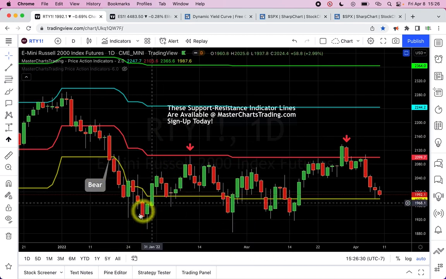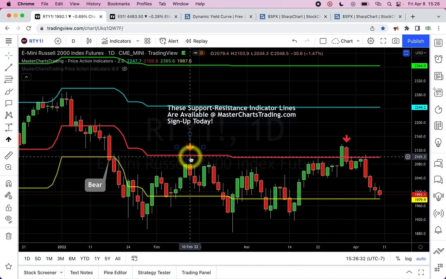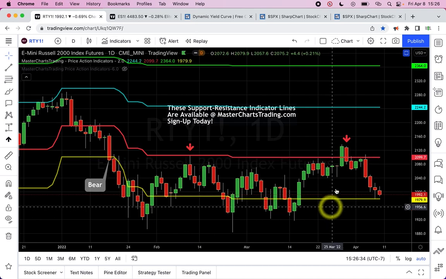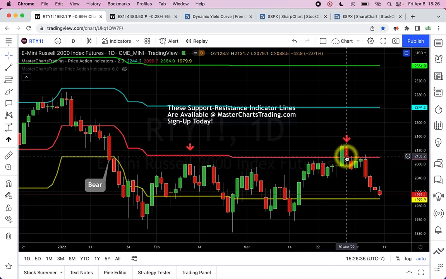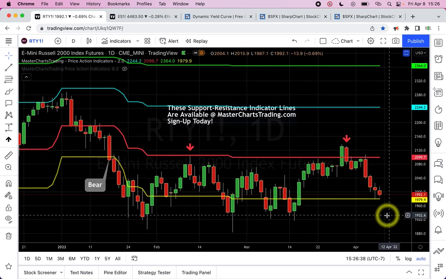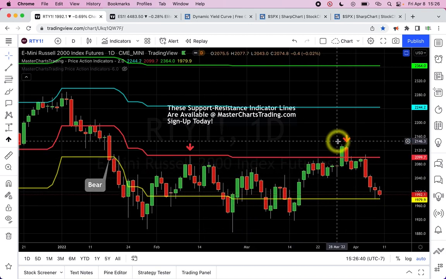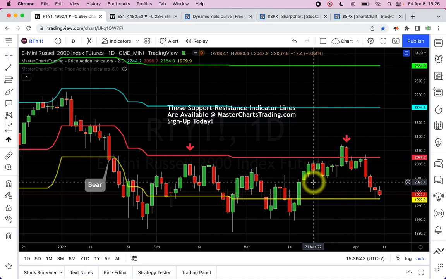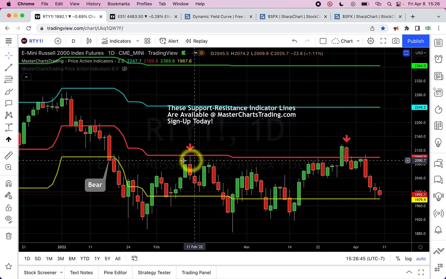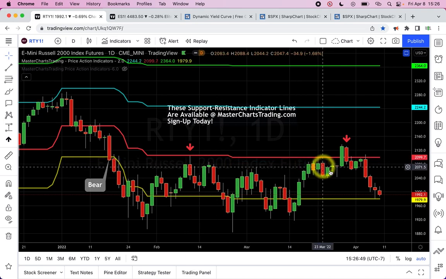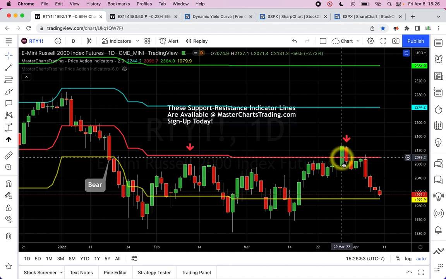And so actually we had two opportunities already, one on 10th of February and another one right there on the 30th of March. Both would have been successful. These were bearish setups to sell them short. And you can see how clear this was using my indicator lines. You don't have to guess, you don't have to think. You just look at the lines and say, okay, is this the time to sell it short?